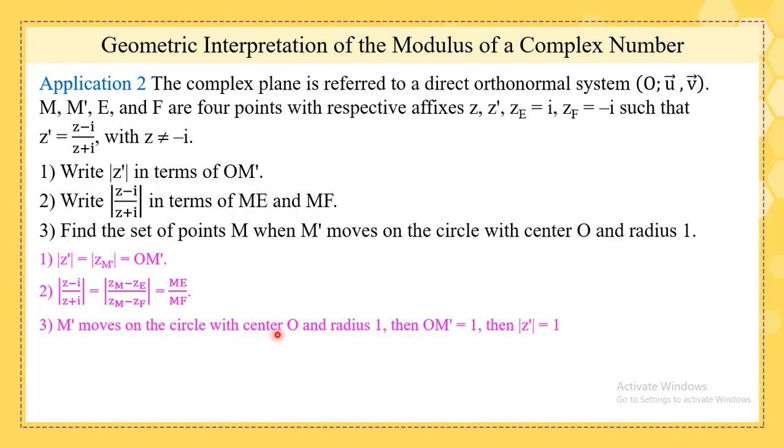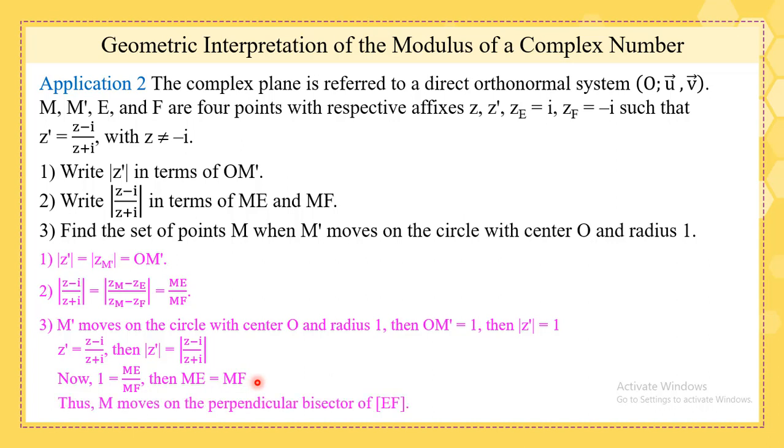Well, if we want to translate this statement, what do we mean by M prime moves on the circle with center O and radius 1? This means that OM prime is 1 and OM prime is nothing but the modulus of Z prime. So we can tell from here that the modulus of Z prime is 1. But if we go back to this relation and we apply a modulus here and a modulus there, this is what we get. By replacement, we get 1 equals ME over MF, or ME is equal to MF, or M moves on the perpendicular bisector of segment EF.